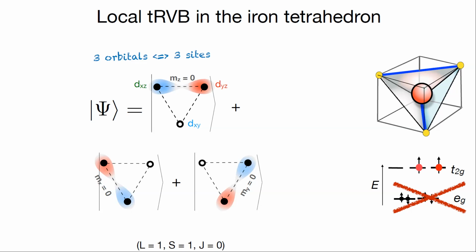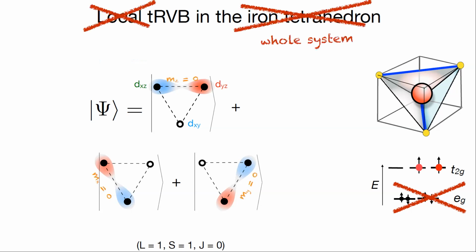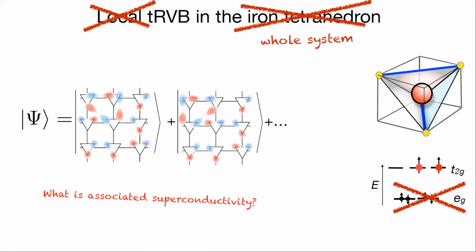And the question is whether you can actually liberate these TRVB preformed pairs to create a superconductor which is macroscopically coherent. The question is really, can you make, first of all, bonds which are inter-site? And then when you dope the system, after all, these are actually metals, even though not particularly good ones, what is the associated superconductivity?